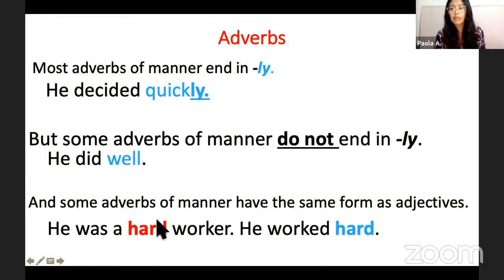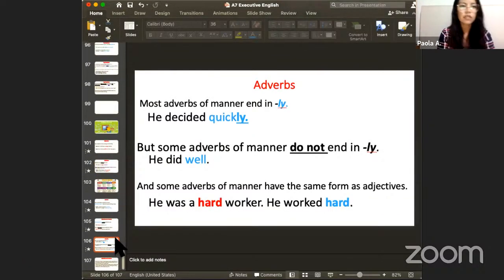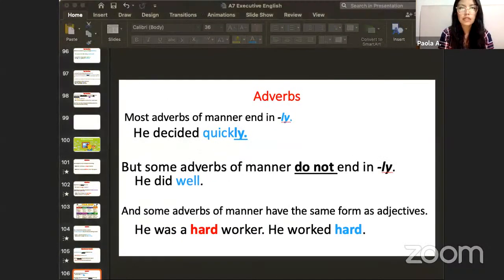In this example, some adverbs of manner have the same form as adjectives, just sometimes, all right? It's not always. So that's how we can tell them apart, no? After the person in the adjective, and after the action in the adverb. All right, so let me see, I think that's all, guys. Yes, that's all. So any questions before we continue practicing?